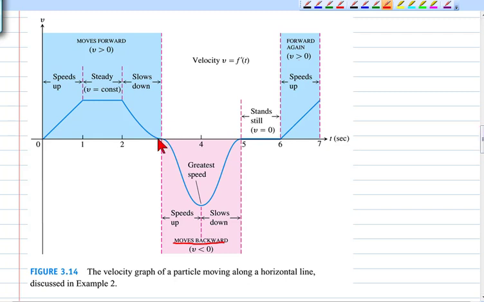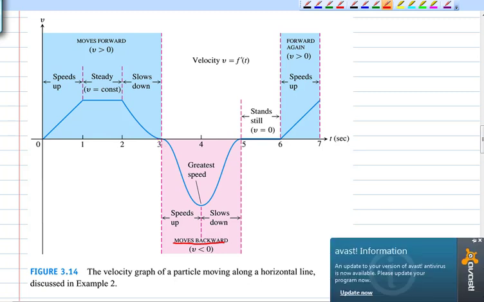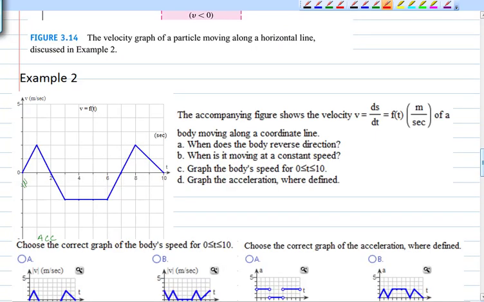By the way, when the velocity is 0, what does that mean? The object is stopped. And in order for an object to go from forward to backward, at some point it has to stop, even if it's just for a split second. In example 2, it says the accompanying figure shows the velocity. So this is a graph of the velocity of a body moving along a coordinate line.